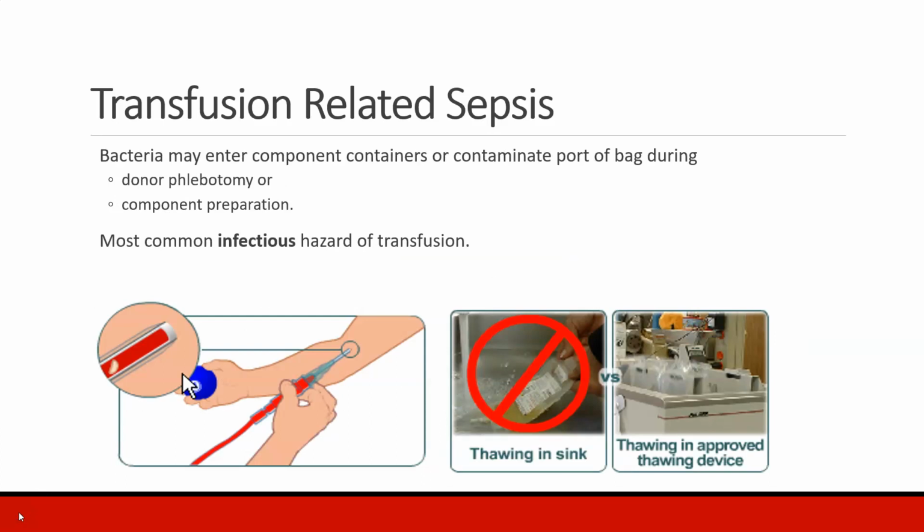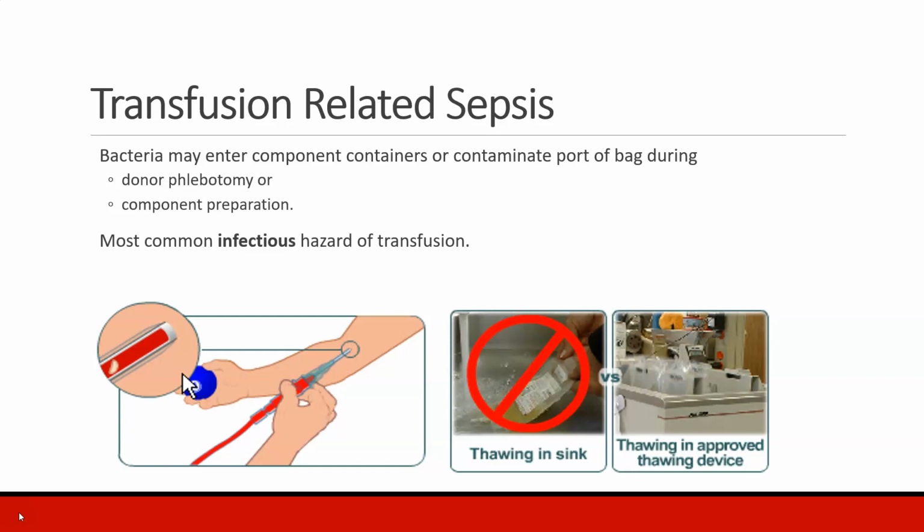The bacteria may enter the component containers or contaminate the port of the bag during donor phlebotomy. And if you look on the left-hand side, you'll see there's a big plug of skin. We use a 16 to 18 gauge needle. So you can see on the upper left-hand side the plug of skin in there. And notice that the phlebotomist is not wearing gloves. This is the only type of phlebotomy that I'm aware of that wearing gloves is only mandatory for those in training, because everybody gets tested, fully tested, all the donors.